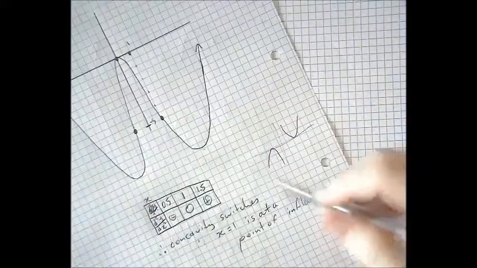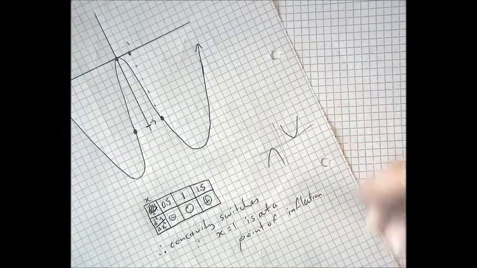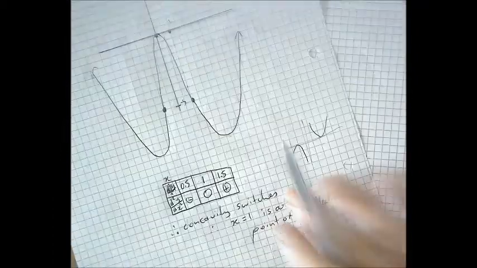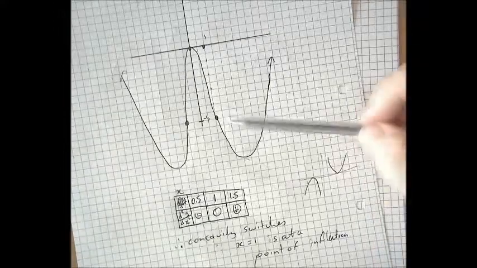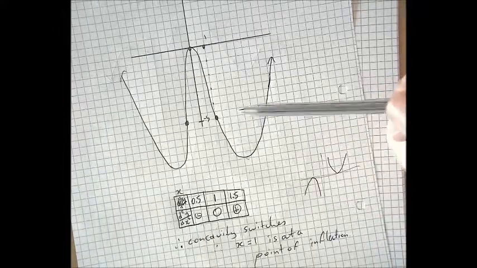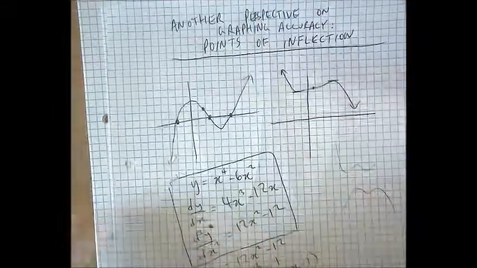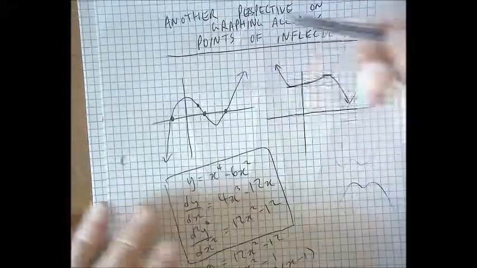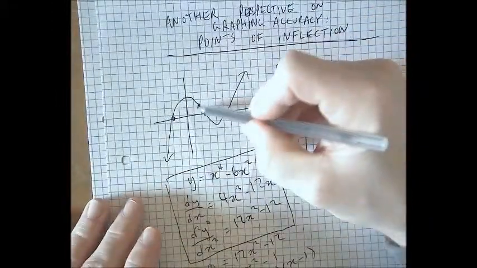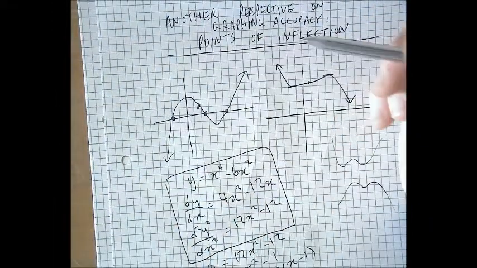Okay, now sometimes you get asked to find these as a separate task. What this video is advertising to you is an additional way of anchoring a graph to the right part of the page. And you can also use it to check your accuracy. So if you were graphing this and you wanted to be dead sure that you got it right, you could search for a point of inflection and hopefully it would be roughly there. And if it wasn't, you'd know that you'd made a mistake.